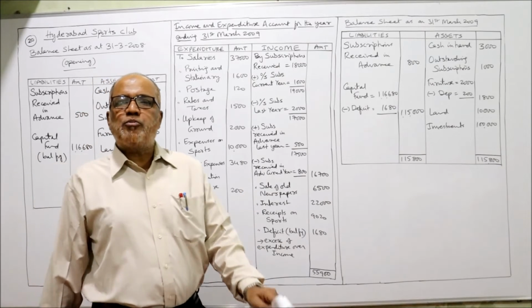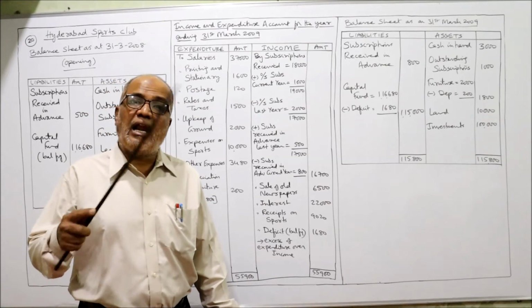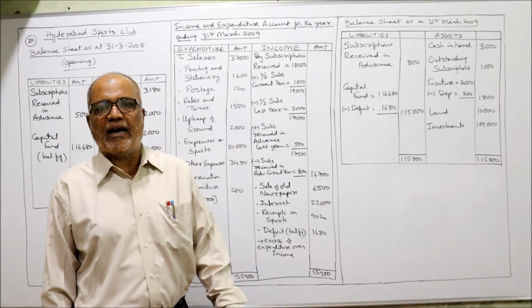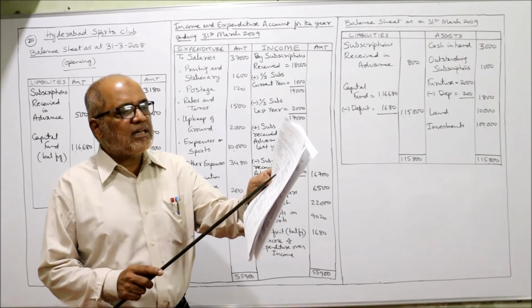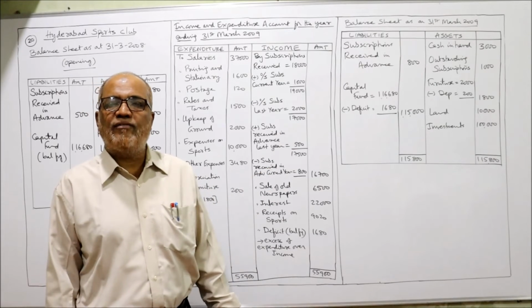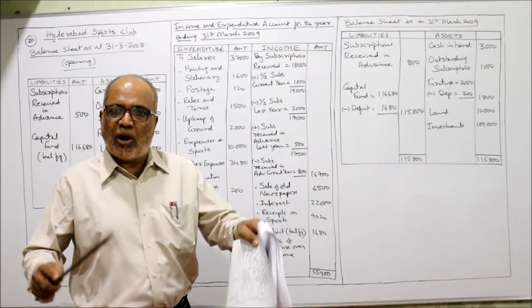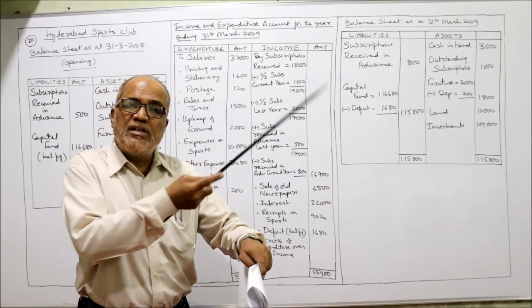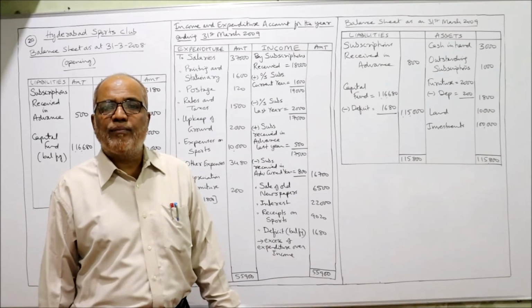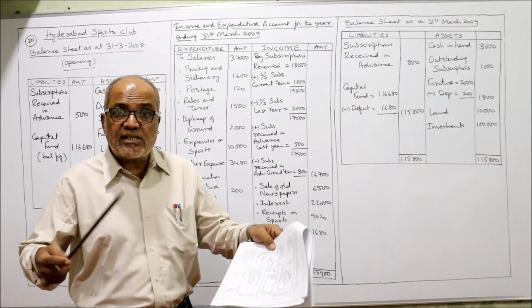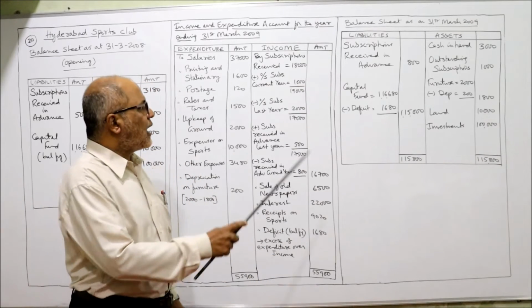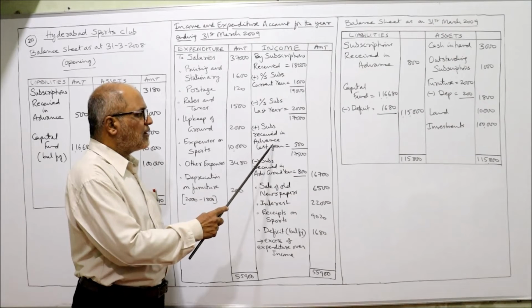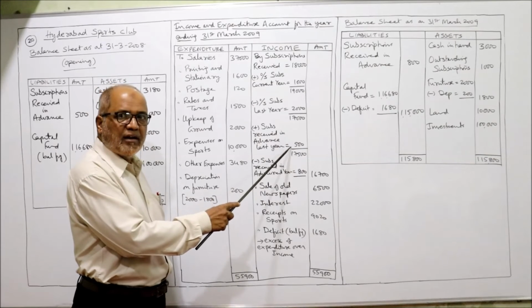Similarly, subscription received in advance last year will be added. How much is the last year subscription received in advance? 500. That means this 500 belongs to the current year, but we have received it in the last year itself. So we have to add it back because it is current year's income. So we add subscription received in advance last year, 500.